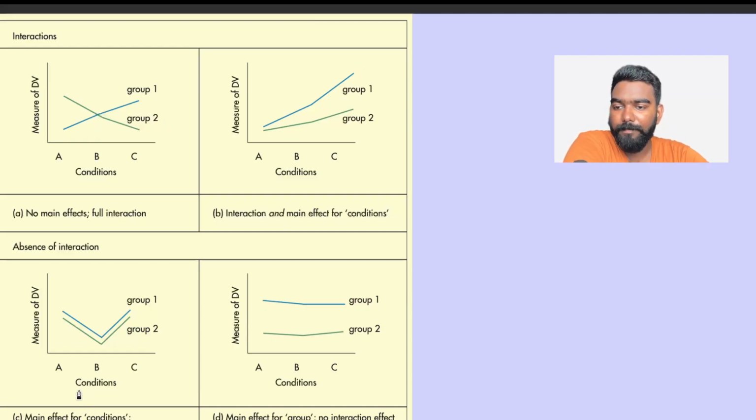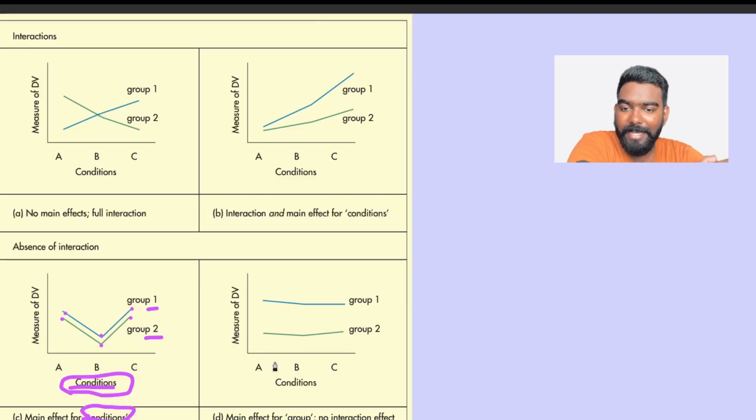What is main effect? Suppose there is a caste group 1 and a caste group 2, and I have subjected both of them to 3 different conditions. If you carefully observe, both group 1 and group 2 are getting similar results in all the conditions. In condition A, group 2 has this particular result. In condition B, group 2 has this particular result, and the difference is not much between group 1 and group 2. Similarly, in the third condition also, group 1 and group 2 scored similarly, which means the main effect is for conditions. The larger effect is happening because of the conditions.